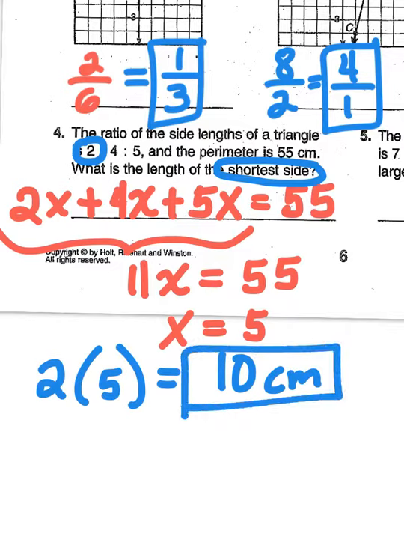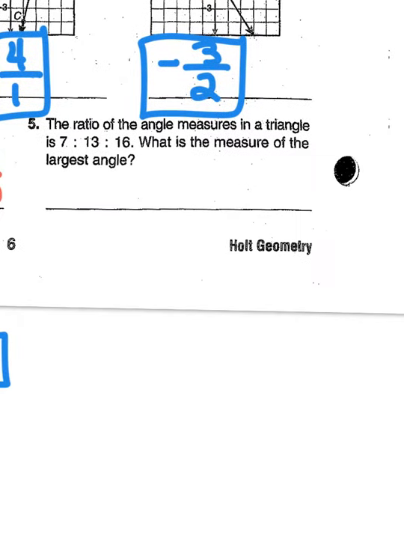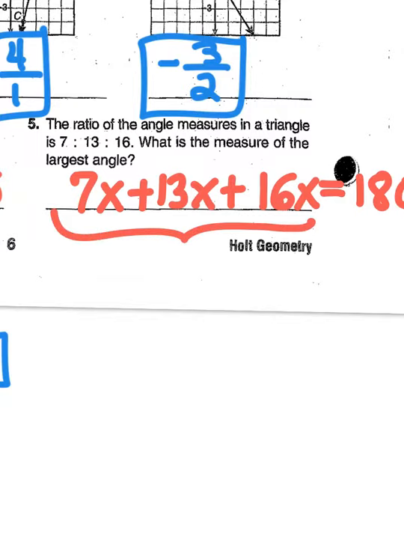No? Okay, now you try number 5. Find the measurement of the largest angle. Let me give you a minute to work on that. Okay, 7x, that is right. 7x plus 13x plus 16x equals what? 180, that is right, yes. Do you have that equation? Yes, awesome.